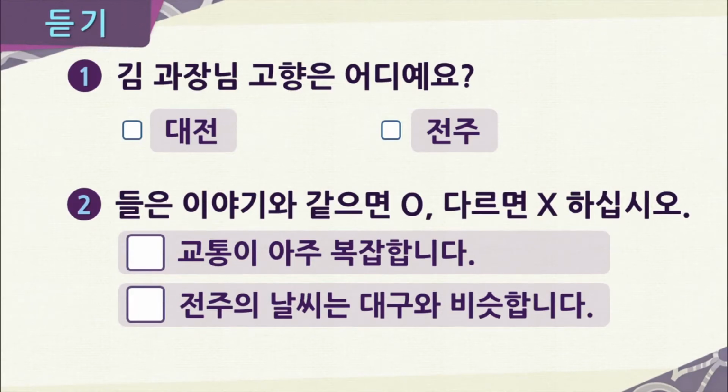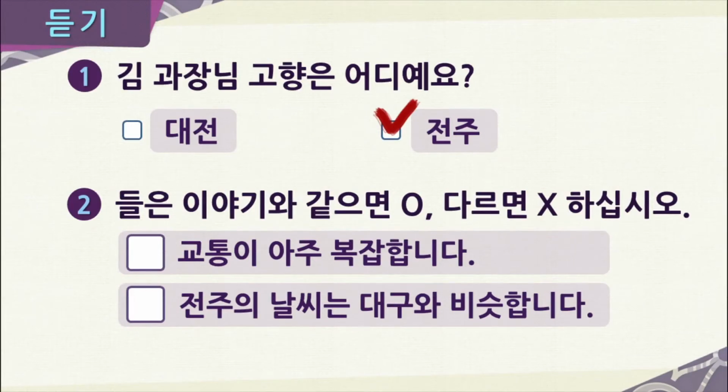We have 대전 and 전주. So, do you remember where his hometown is? Right. He said it was in 전주. So the correct answer would be 전주. Now the next question, question number 2 asks, 들은 이야기와 같으면 O, 다름은 X 하십시오.